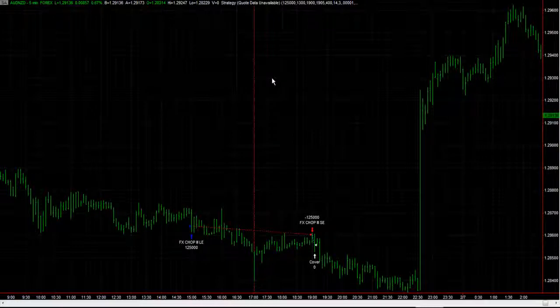So I will update you on this and see what the actual results are. But that is the update on the high frequency trading systems that we have in New York Scalper and FX Chopper.